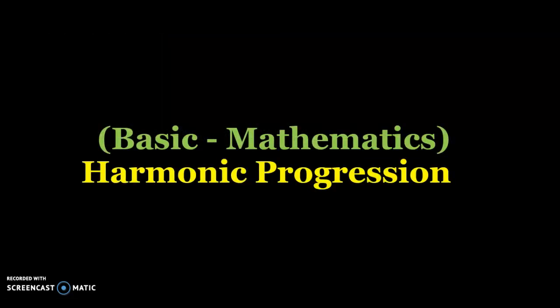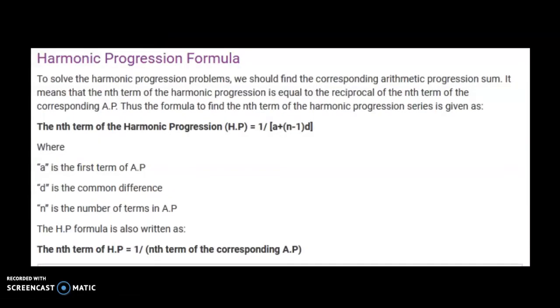So let's move on to the harmonic progression and let's start. So the harmonic progression formula to find the nth term is 1 upon a plus n minus 1 d. So you can say if there is a series in AP, then if you take the reciprocal of every element, it will convert it into HP.